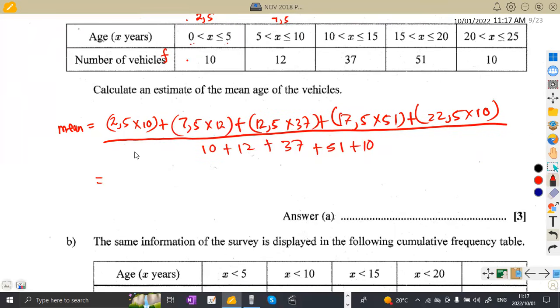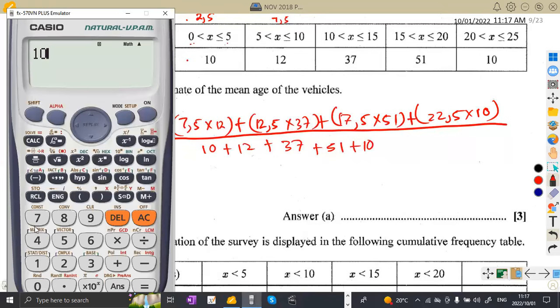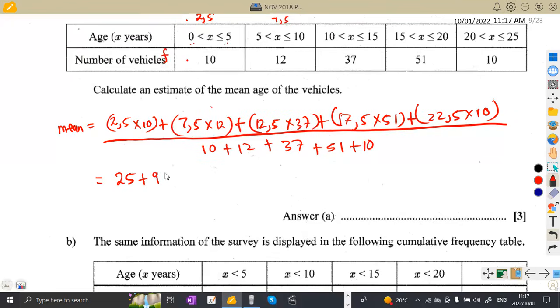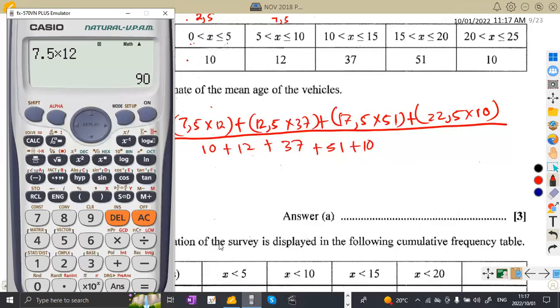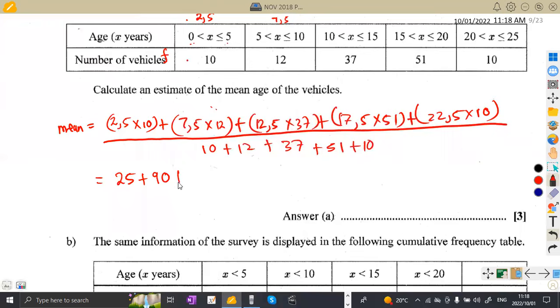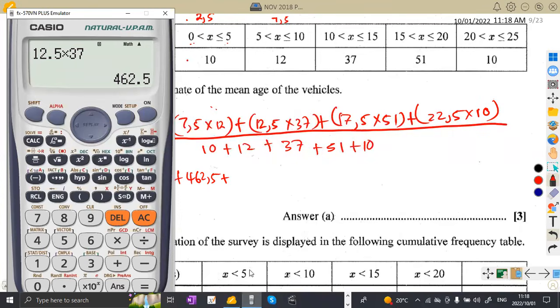You can multiply 2,5 times 10, which is 25, plus 7,5 times 12. What do we have here? 7,5 by 12, which is 90. So you're going to obtain 90 here. Plus 12,5 times 37, which is going to be 462,5. So it's 462,5 plus 17,5 times 51.